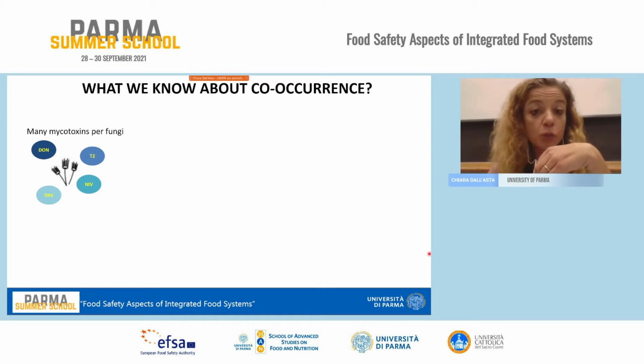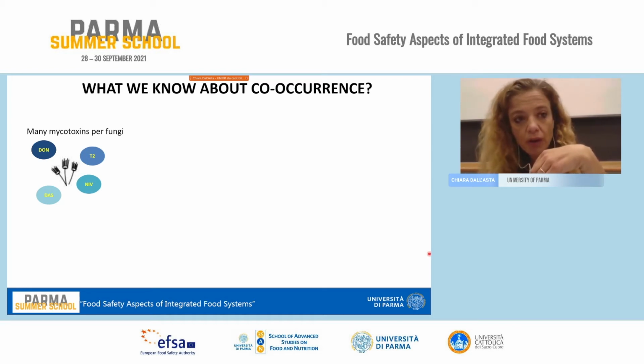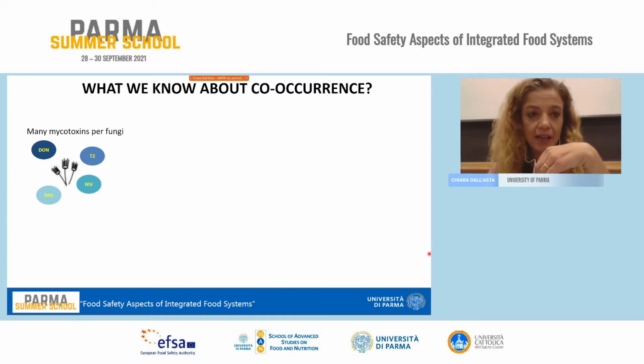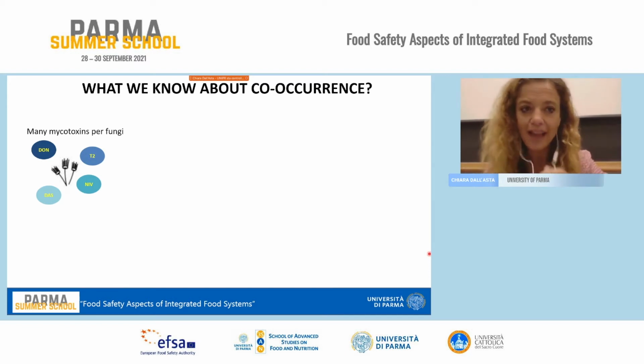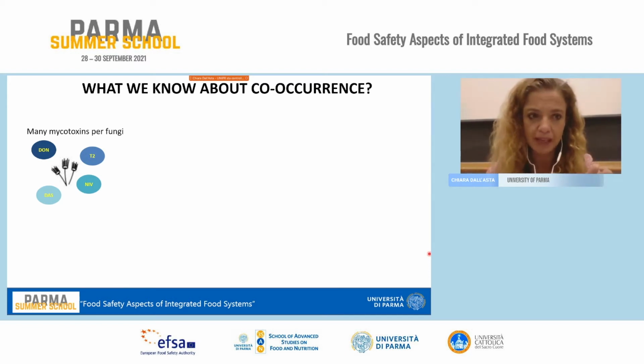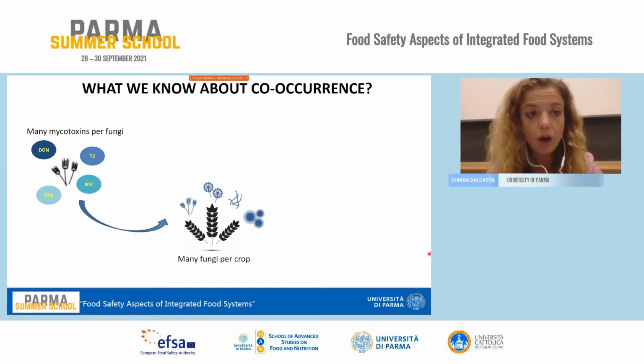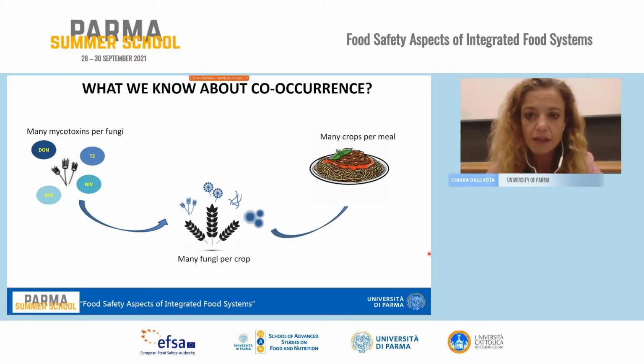So, what do we know about co-occurrence? I think that Bruno, Armando and Jean-Loup already told you everything. If we consider mycotoxins, but this can be said for any kind of chemicals, many mycotoxins may be produced by the same fungus. We can have different fungi on the same crop, and we can even have different chemicals, different residues, dioxins, pesticides, or whatever. And we have many crops in our meals.